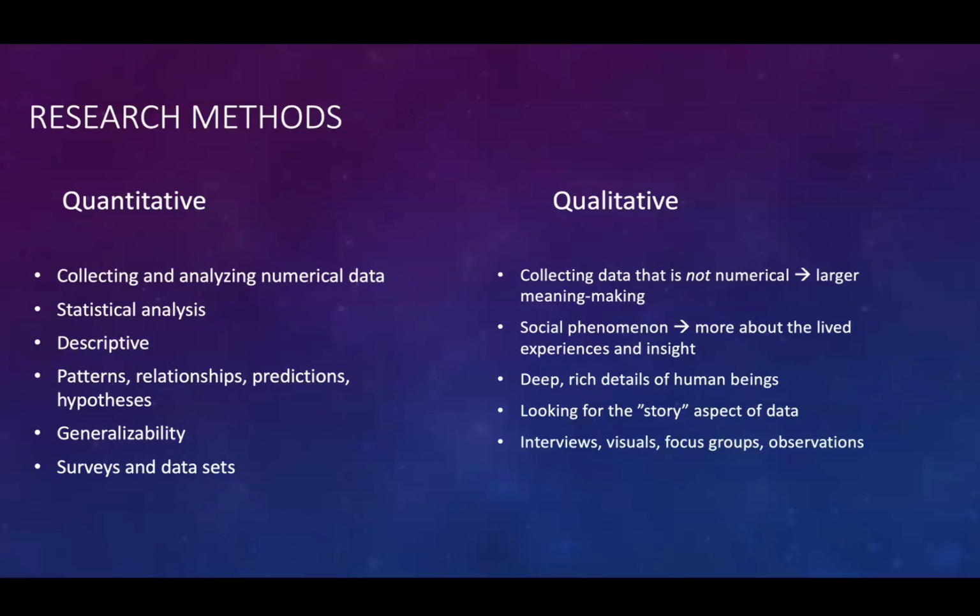It is looking for larger meaning making, more in how things are created, the symbolism of it, how we make sense of the world. We're looking at the social phenomenon from a lived experience perspective. So this is why you use interviews and observations, or visual analysis. You can watch a bunch of movies, for instance, and look at what messages we are receiving, how social phenomena are explained this way. Qualitative is looking for the detailed and rich meanings of human beings, the storytelling aspect of data from human beings.